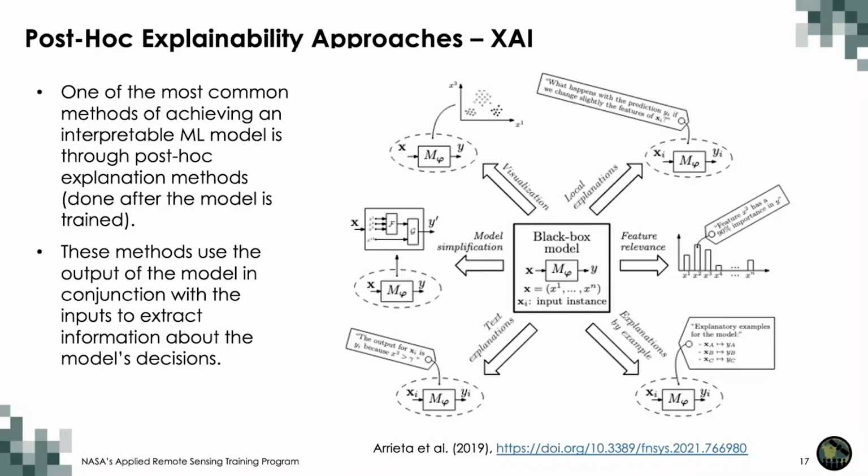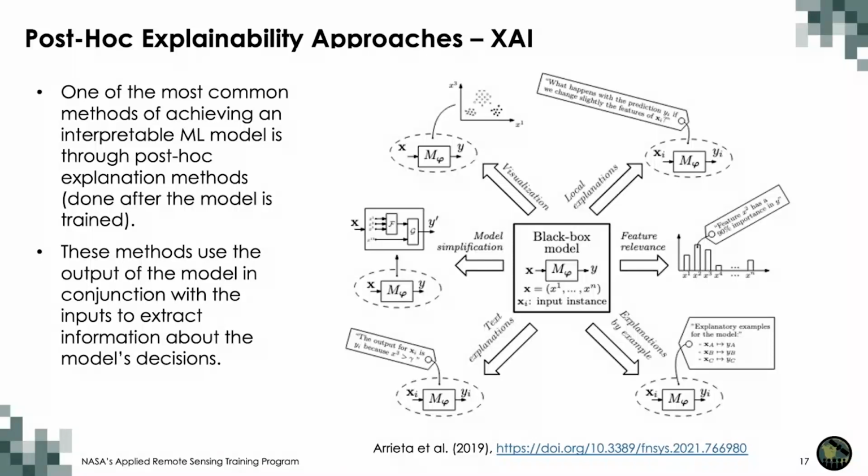We'll discuss some post hoc explainability approaches that can be used to explain the predictions made by a machine learning model. Off to the right, we see a list of some approaches. Some are feature relevance, which involves identifying the most important features that contribute to the output of a machine learning model after it has been trained. That approach can provide insights into how the model arrived at its predictions and help improve the interpretability and transparency of the model.